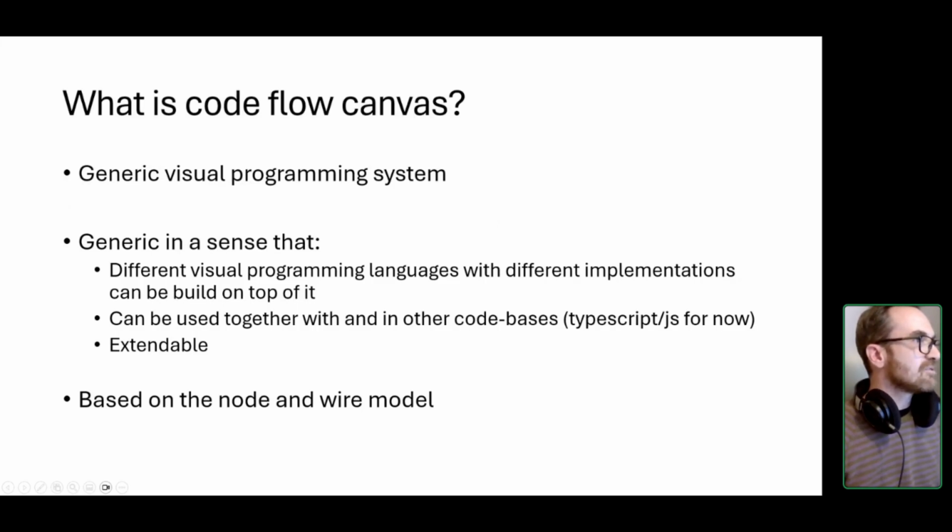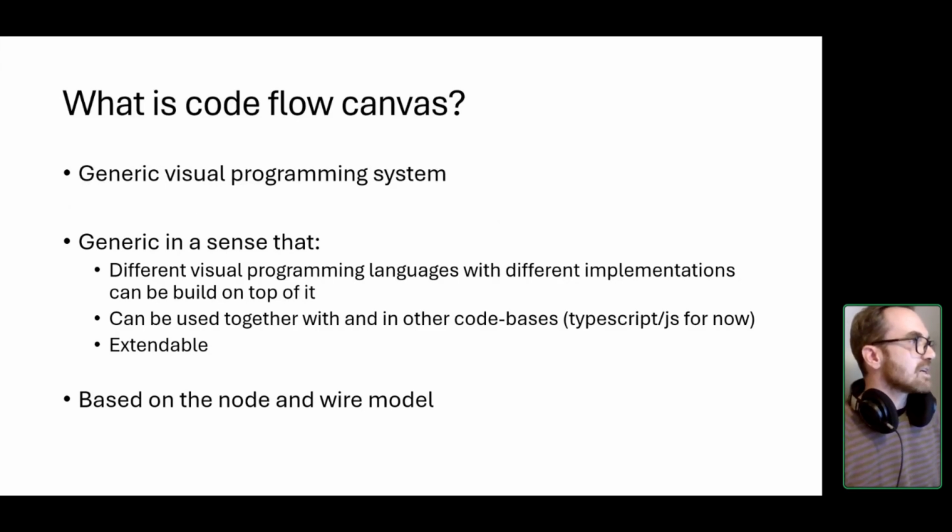Codeflow Canvas is a generic visual programming system, and it's generic in the sense that different visual programming languages with different implementations can be built on top of it. It can be used together with and in other code bases, which is TypeScript for now. It's extendable and based on a node and wire model.